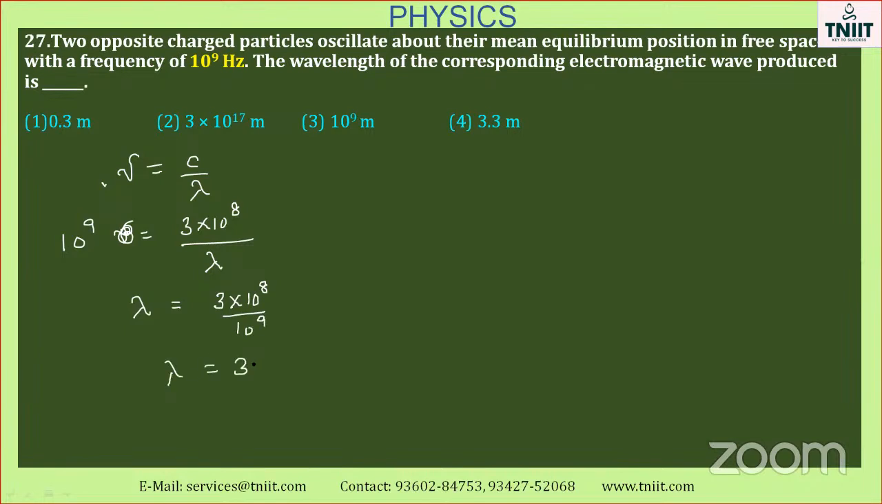So 3 I will keep as it is. When 10 power 9 comes to the numerator, it becomes what? 8 minus 9. What is 8 minus 9? Minus 1. So what is 3 into 10 power minus 1? 0.3 meter. So the wavelength corresponding to this wave is 0.3 meter.